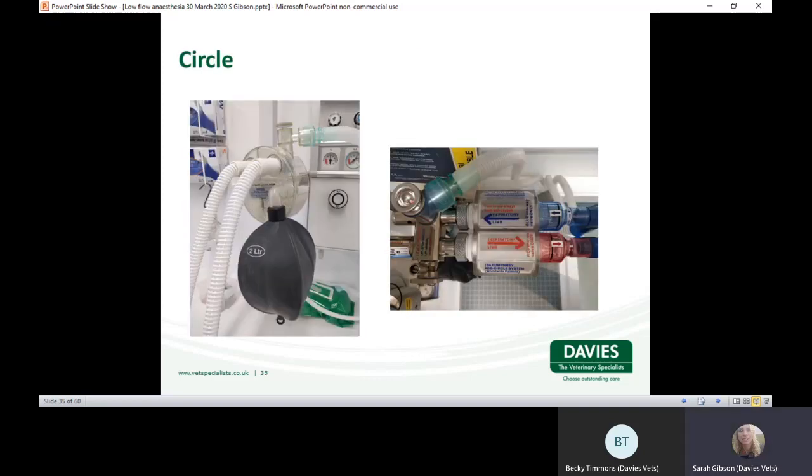Okay, so let's talk a bit about the circle breathing systems. These are pictures of some commonly used ones. So the one on the left is from Burton's and the one on the right is a Humphrey ADE.